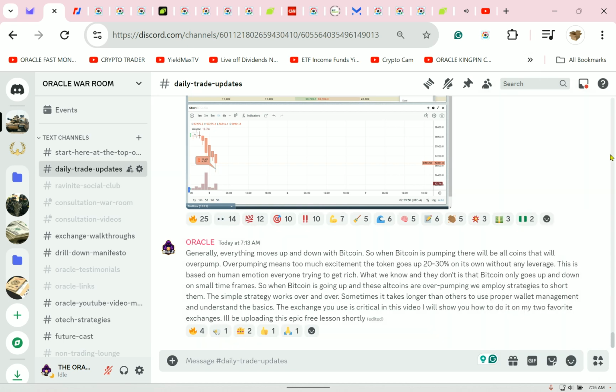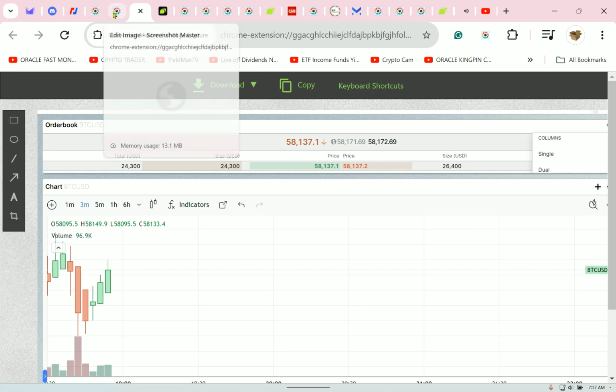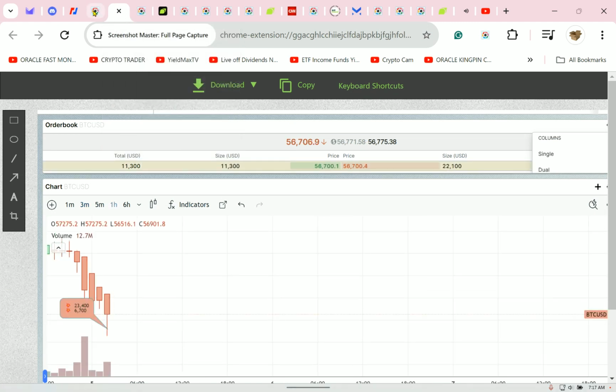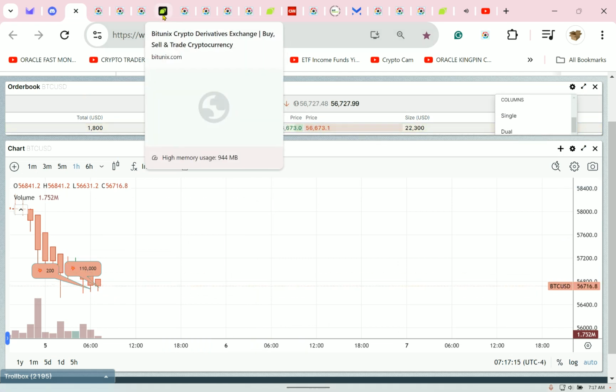Oracle said generally, everything moves up and down with Bitcoin. So when Bitcoin is pumping, there will be altcoins that will overpump. Overpumping means too much excitement. The token goes up 20 to 30% on its own without any leverage. This is based on human emotion, everyone trying to get rich.